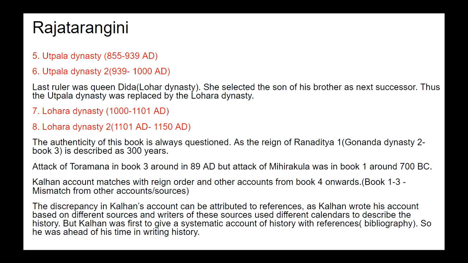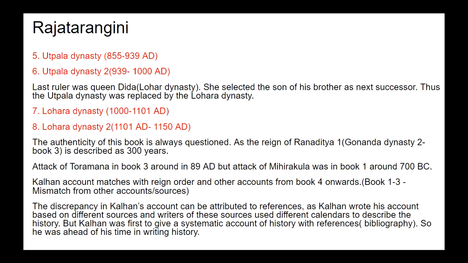But if only the name is the same, and someone else with the name Mihirkul attacked the Kashmir region in 700 BC, then it was another thing. But because of the matching of names, there is controversy whether Kalhan is correct or not. Kalhan's account matches with the reign order and other accounts from book 4 onward. In books 1 to 3, we found mismatch with other accounts and sources. So historians raise questions of authenticity regarding Rajatarangini.